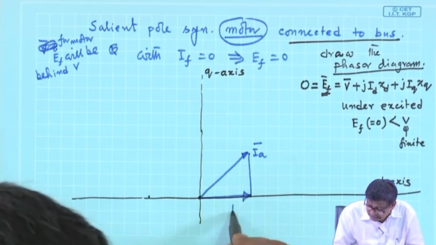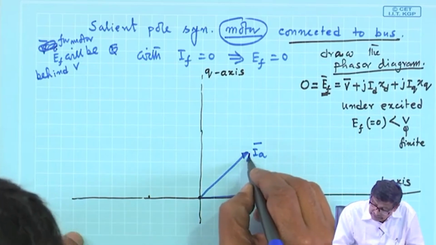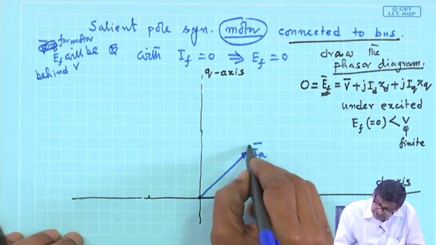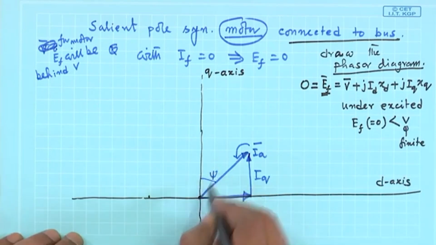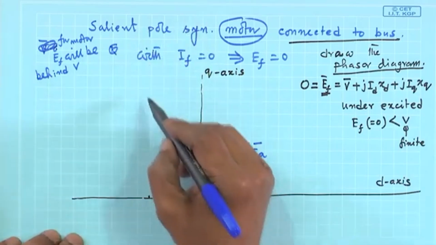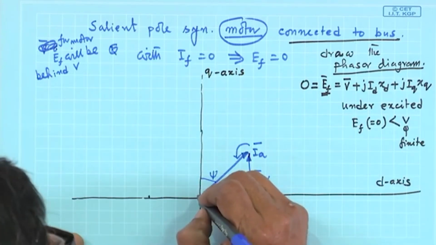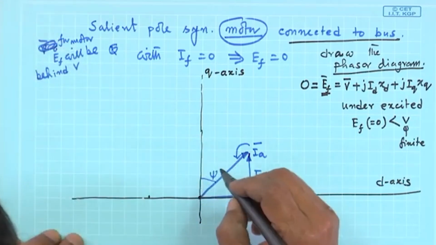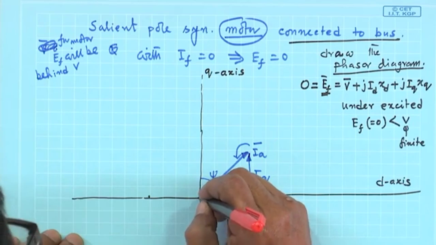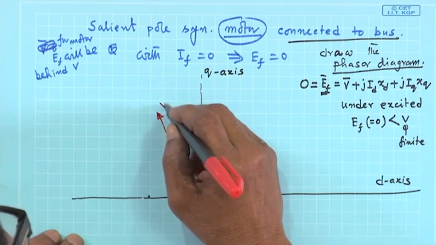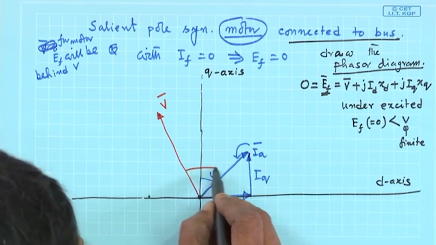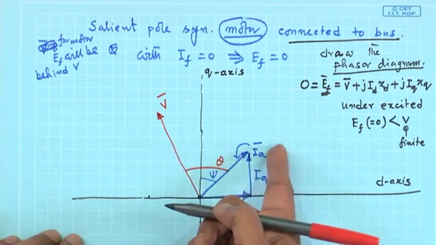Before that, of course, the moment I got Ia, I will say this is my Id and this is my Iq. This is Ia, this length is Ia, Iq. This is the internal power factor angle psi, and your V will be in this line. So, let us draw V. Suppose V is here, then this is the power factor angle theta, angle between terminal voltage and armature current is theta.